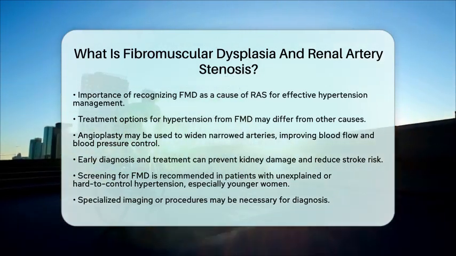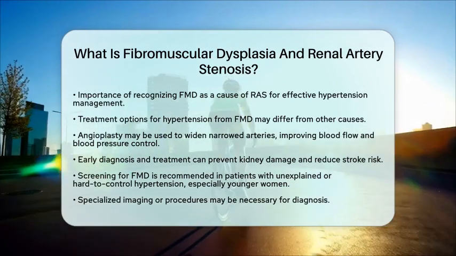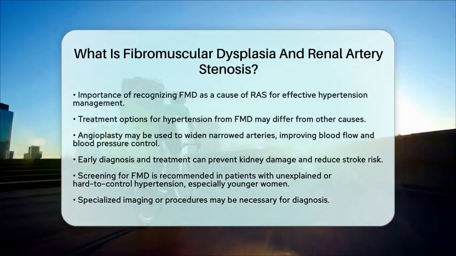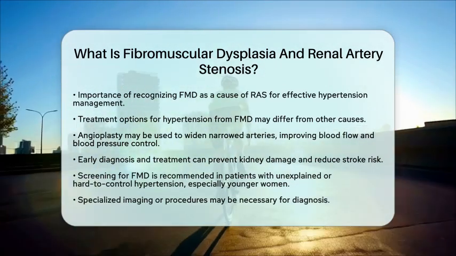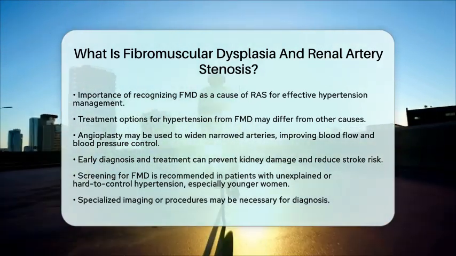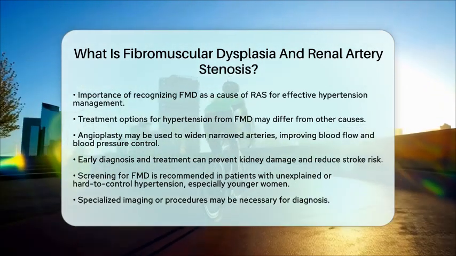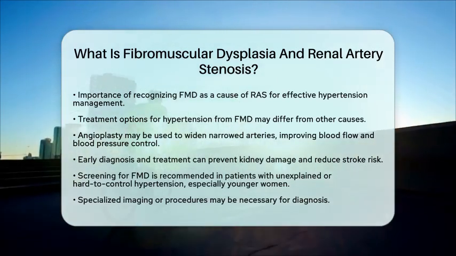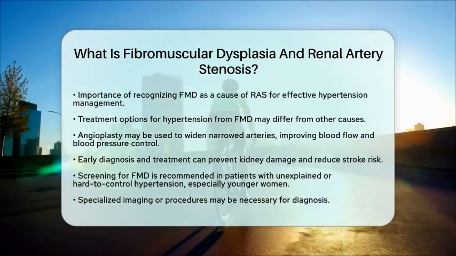In summary, fibromuscular dysplasia is a vascular condition that can lead to renal artery stenosis and hypertension. Identifying fibromuscular dysplasia as a cause of renal artery stenosis allows for targeted treatments that can improve outcomes and protect kidney health.